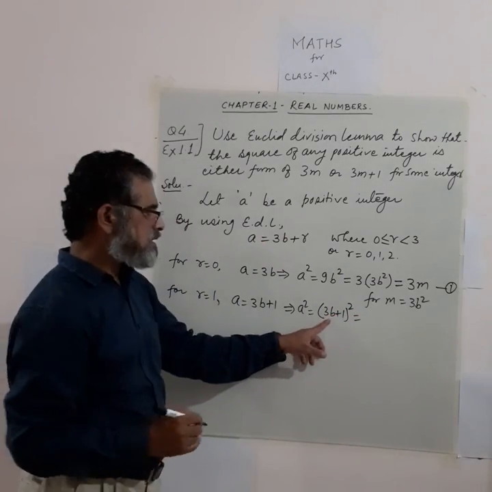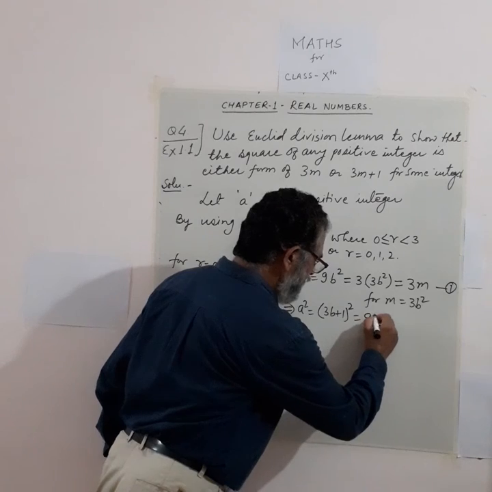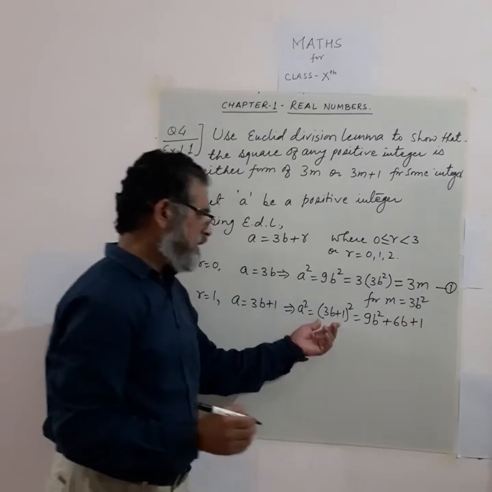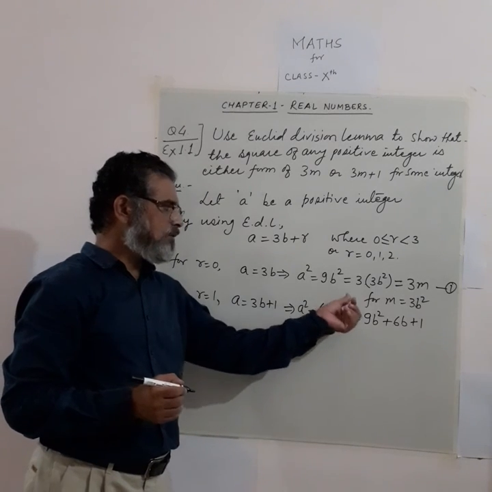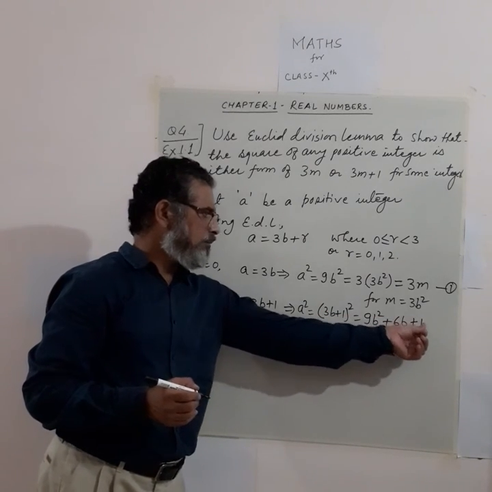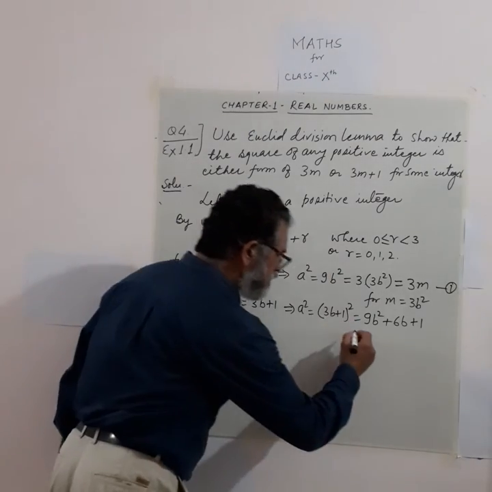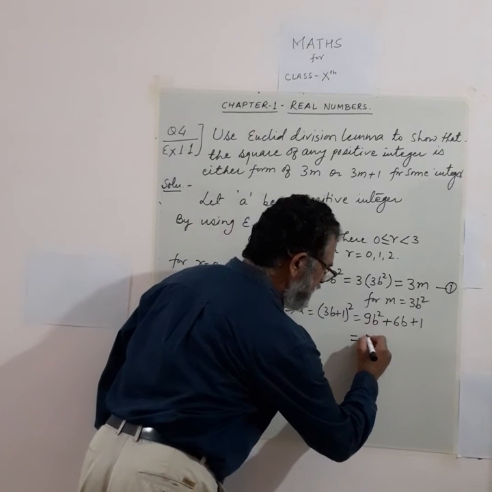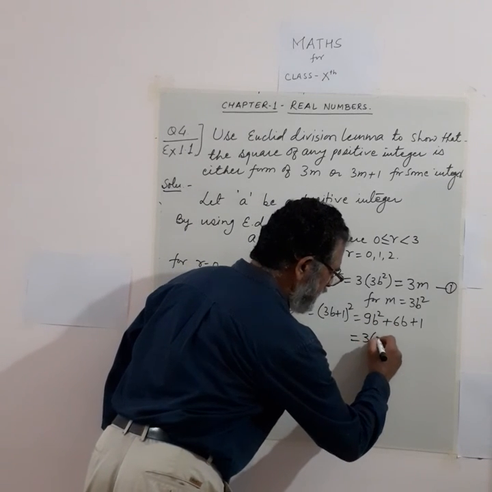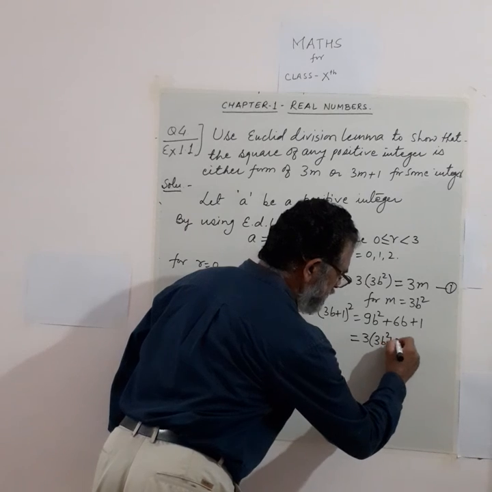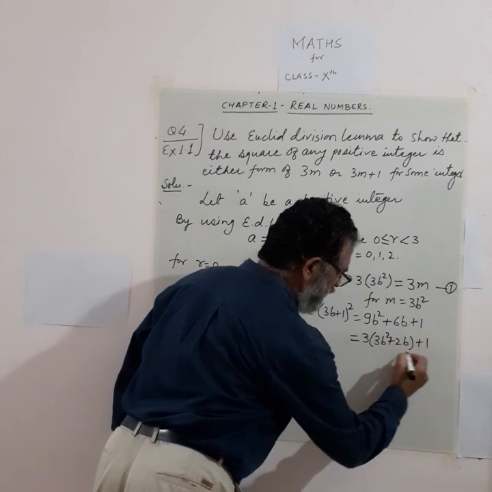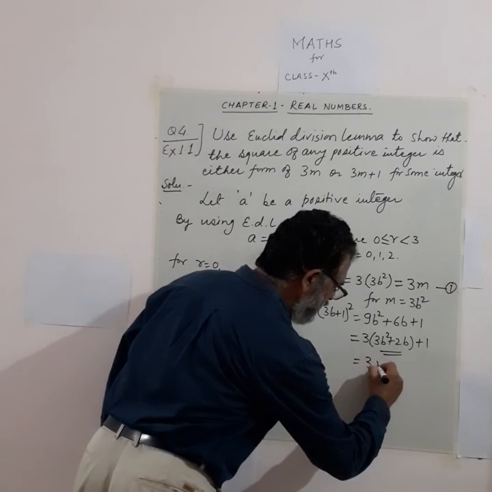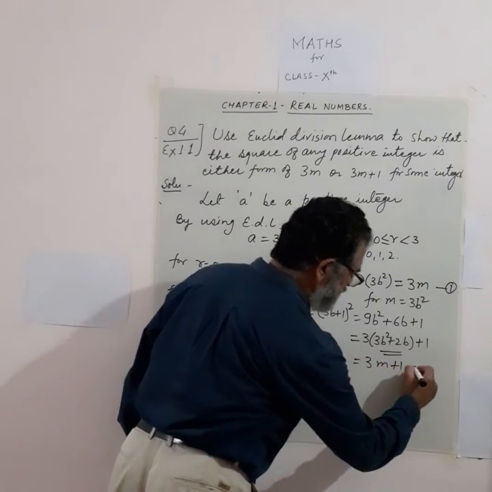By expanding this, it becomes 9b square plus 6b plus 1, expanding by using the identity a plus b whole square, a square plus 2ab plus b square. Now from these two terms, we take 3 common. So we have 3 times 3b square plus 2b, plus 1. Again, we replace this by m, so it becomes 3m plus 1. This is number 2.